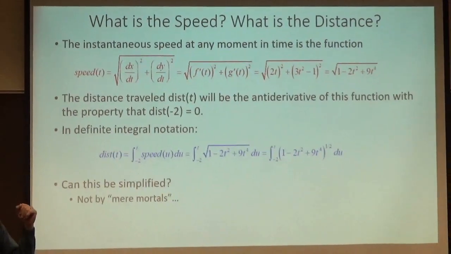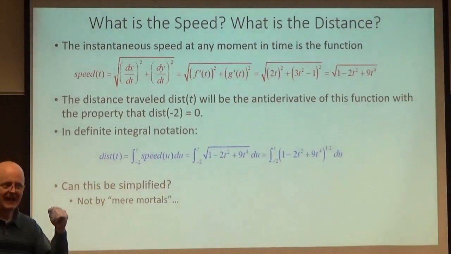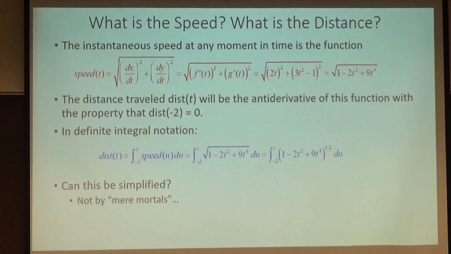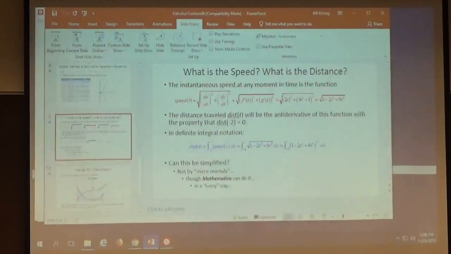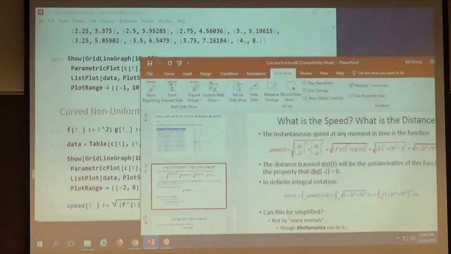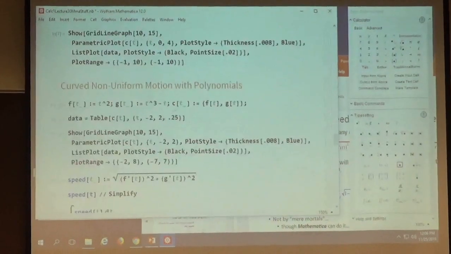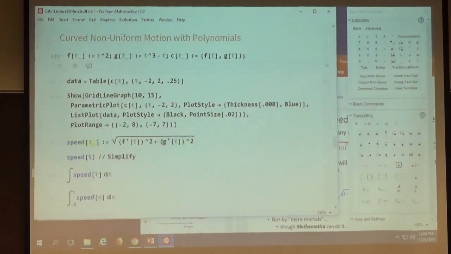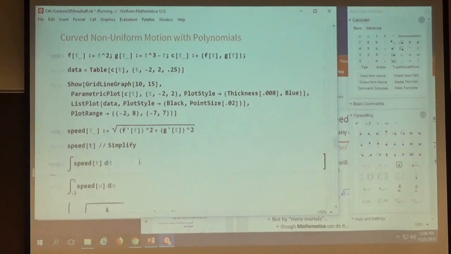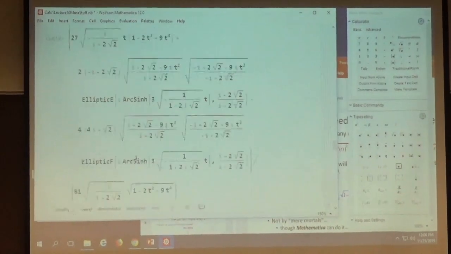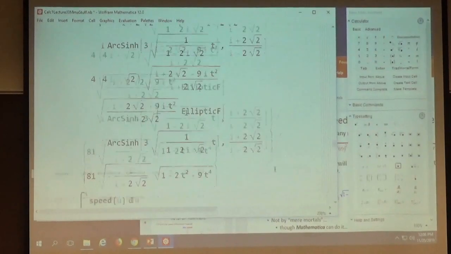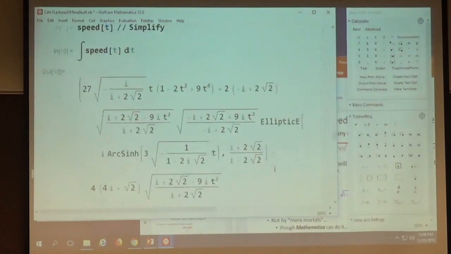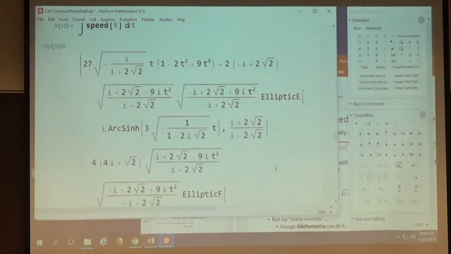So does that mean God can simplify it? Yes. Does it mean any human can simplify it? Really smart people. That's not me. I had Mathematica do it. There's the answer. I had Mathematica do the integral. There it is. Woohoo! Isn't that beautiful? Have any idea what that means?